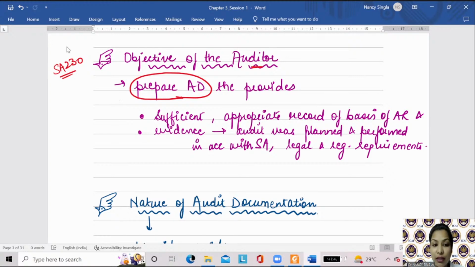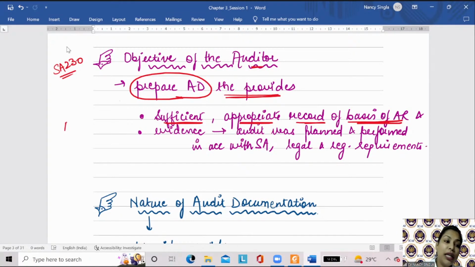Why? Because that audit documentation is going to provide a sufficient and appropriate record of the basis of the auditor's report. So if someone asks the auditor, tell me what is the basis of your opinion that you have given, the auditor can always show the audit documentation: see, these are the audit procedures I performed, these are the audit evidence I obtained, and these are the conclusions I reached based on which I have given my audit report or audit opinion. So the very first objective of the auditor in terms of SA 230 is to prepare audit documentation which provides a sufficient appropriate record of the basis of the auditor's report.